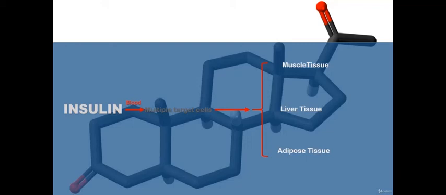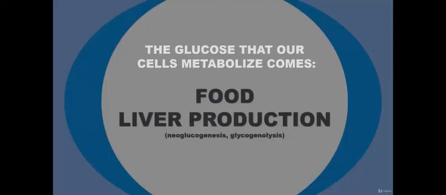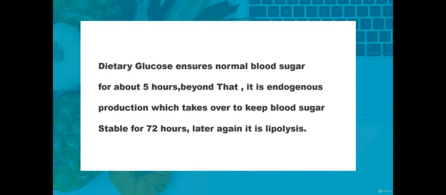The glucose that's not burned will be diverted into storage through the glycogenesis reaction. That means muscle and liver glycogen formation, and lipogenesis, that means fat formation in adipose tissue. The glucose that our cells metabolize comes from food and liver production through neoglucogenesis and glycogenolysis reactions. Dietary glucose ensures normal blood sugar for about 5 hours. Beyond that, it is endogenous production which takes over to keep blood sugar stable for 72 hours. Later again, it is lipolysis.